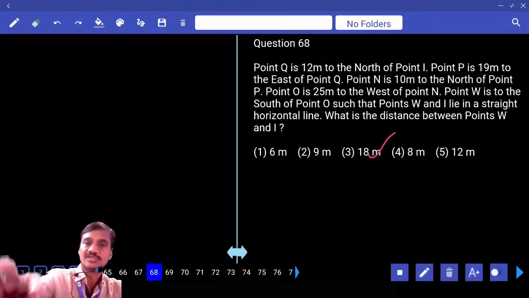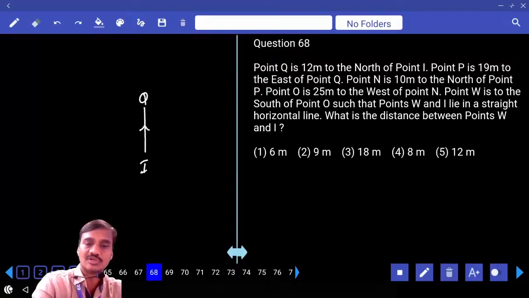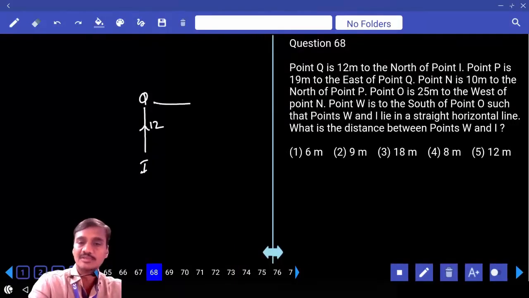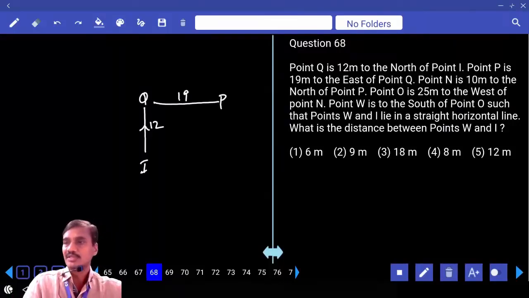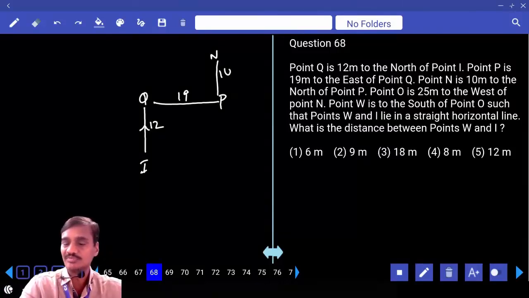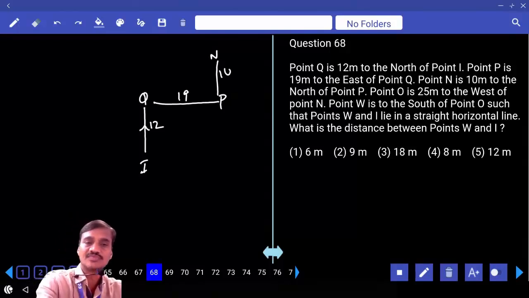Then coming to the 68. Now Q is 12 meters to the north of I. Here is I and Q is here. Now the distance between these two is how much? 12 meters. And P is 19 meters to the east of Q. From here, P is 19 meters to the east of Q. And at the same time, N is 10 meters to the north of P. And O is 25 meters to the west of N. West of N, what is the distance?